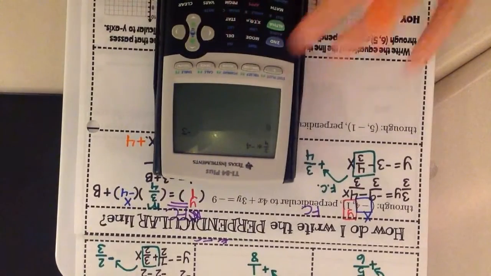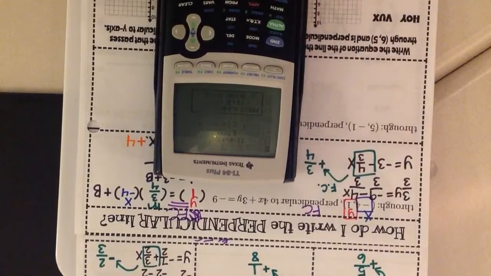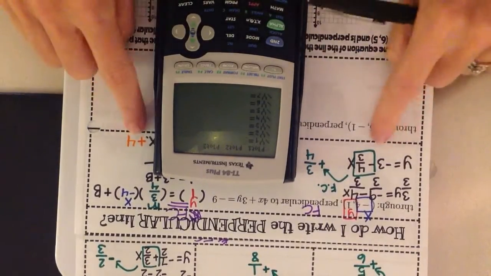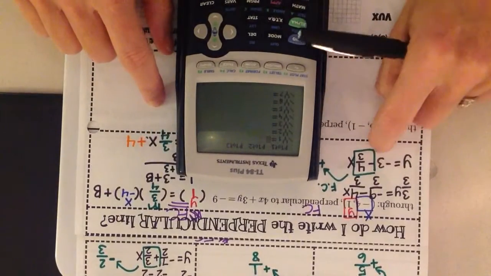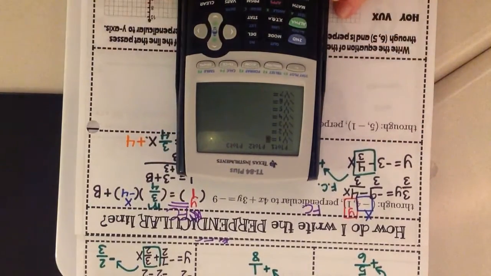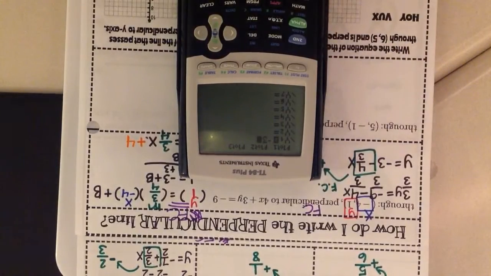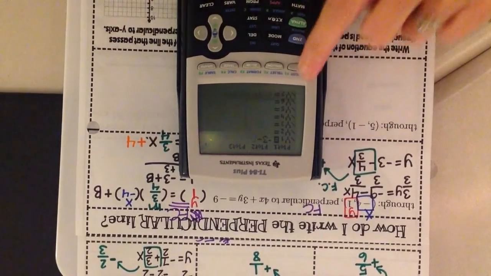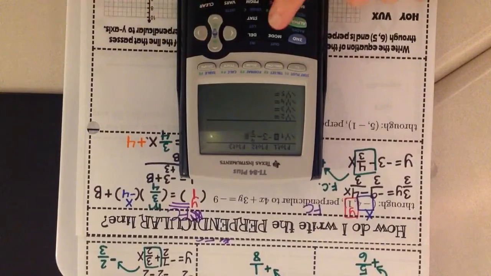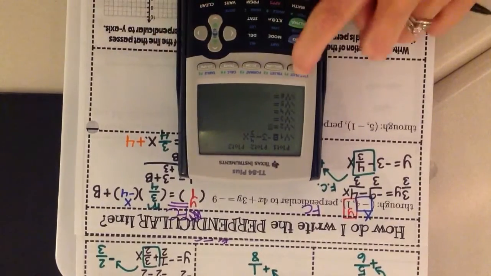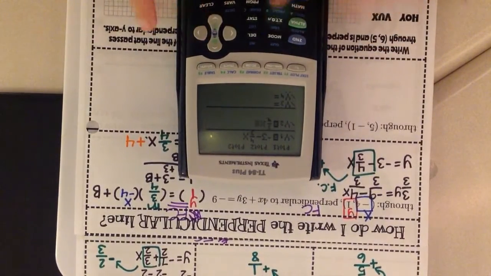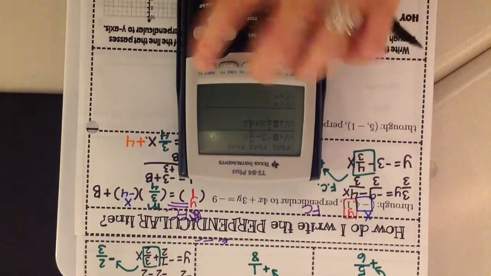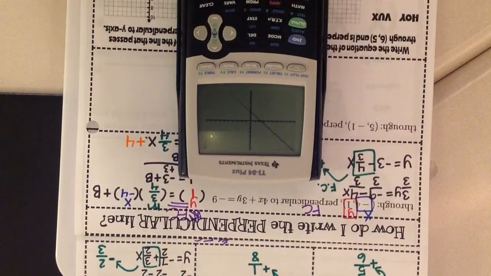So I'm going to go to y equals, actually I'm going to clear my memory first. I'm going to go to y equals, and I'm going to type in both equations. I'm going to type in the one I rearranged and the equation that I came up with. So I'm going to say -3 minus 4/3 x. And then I'm going to say 3/4 x plus 4. And I want them to be perpendicular. So I'm going to hit graph. And I'm going to see that my lines cross.